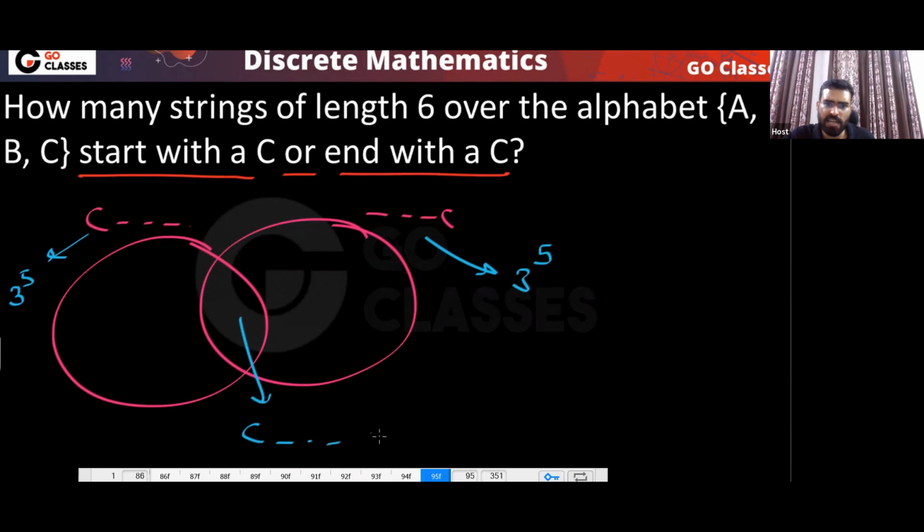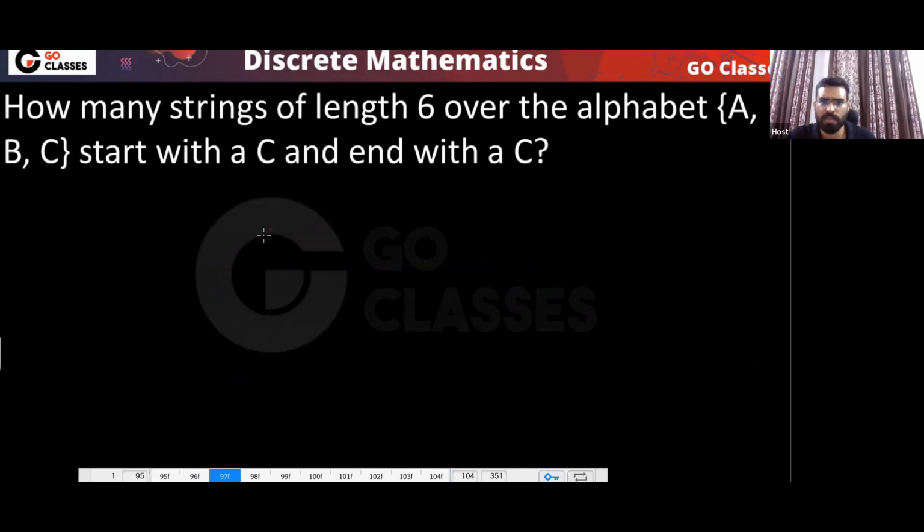This common area is starting with C, ending with C. So this is the common, 3 power 4. So the answer will be 2 into 3 power 5 minus 3 power 4. This will be the answer. So these are very simple questions from the inclusion exclusion principle.